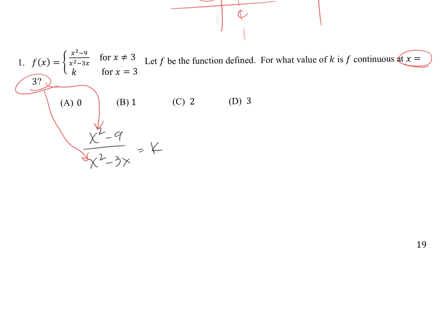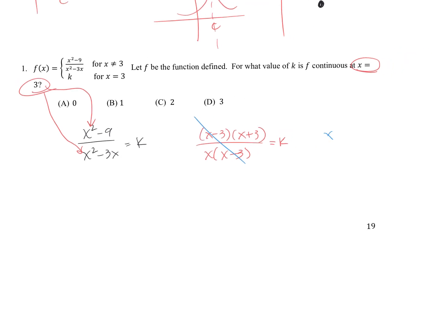0 over 0. But, Cooper, you had said something earlier. Could I factor that out? Yes, to be what? (x minus 3) times (x plus 3) over x times (x minus 3). Does something cancel out nicely? Yeah, the x minus 3. Boom, we just got rid of the whole.